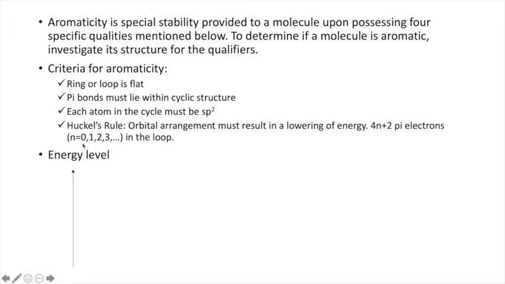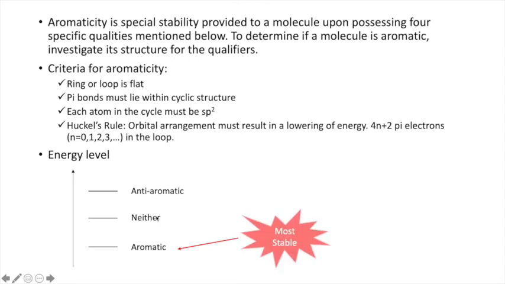And then she has, like I said, there's three energies here. You got the aromatic, which are very low in energy and more stable. Then there's neither in between. Anti-aromatic is higher energy. If a molecule can be aromatic, it will. If it looks like it can be anti-aromatic, it's going to try to avoid it, get to neither. Most stable.